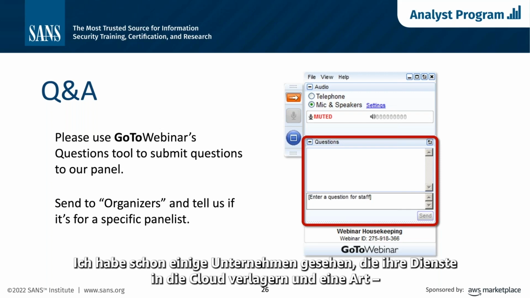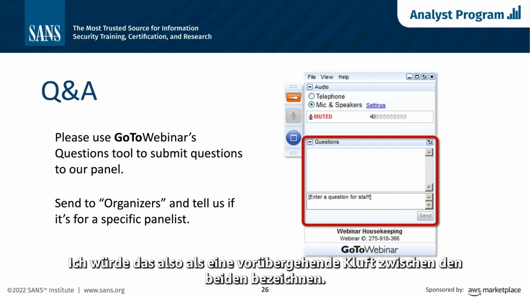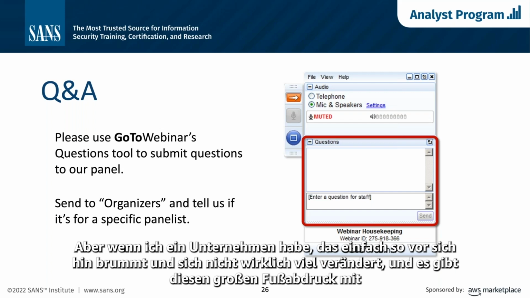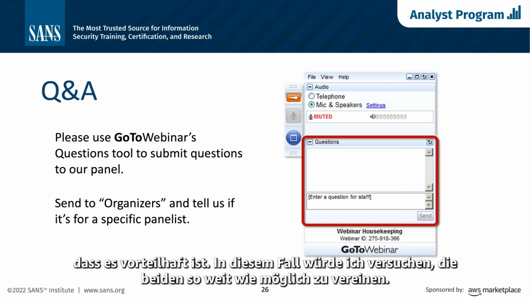I have seen some organizations that are moving services to the cloud and have what I'm not a fan of the term, a tiger team, whose goal is to build that security model and then rope everyone else in. I'd call that a temporary divide between the two. But if I've got an enterprise that's just humming along, and we're not really changing too much, and we've got a big footprint with a great understanding of one and a limited understanding of the other, I'd say no, I don't think it's beneficial in that case. I'd try and unify those as much as possible.